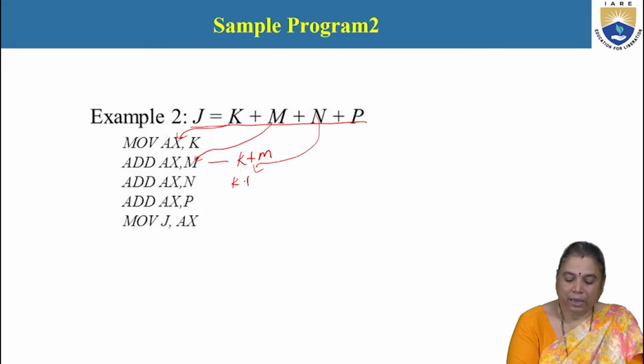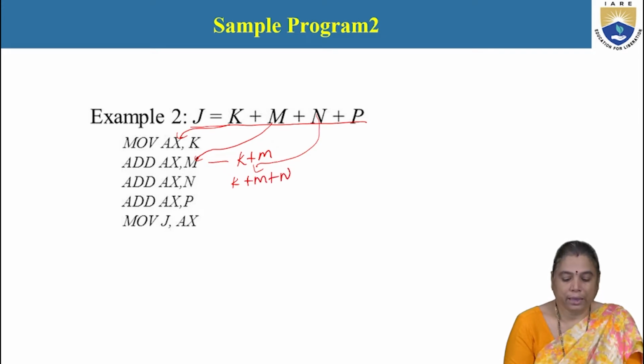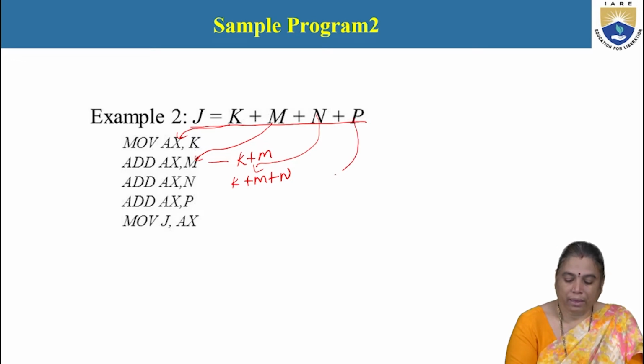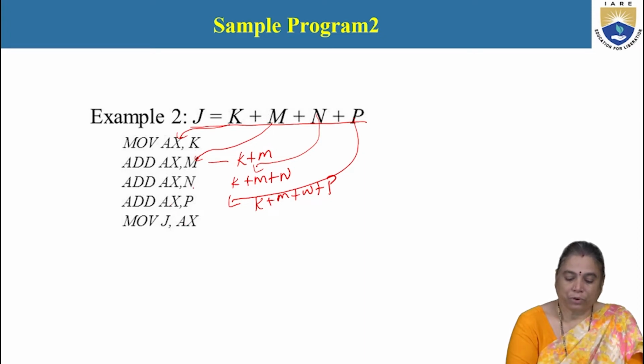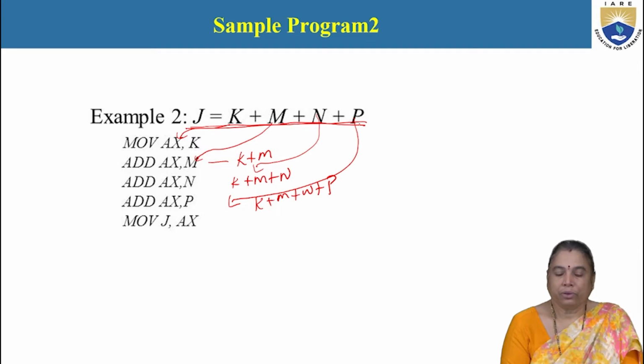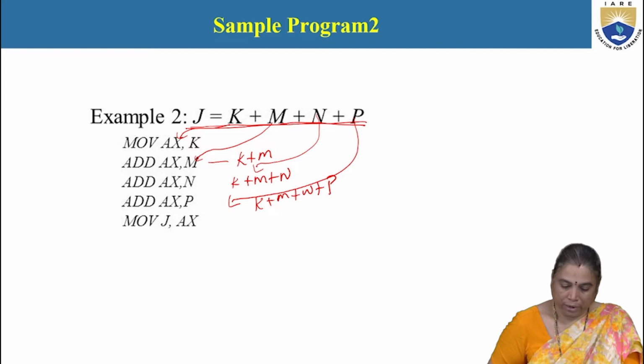So K plus M plus N can be performed and the result is stored in the AX. With this, the P can be added. So, K plus M plus N plus P can be added and the result is stored in the AX. This result can be moved to the J to evaluate the expression J is equal to K plus M plus N plus P. In this way, the data transfer and manipulation instructions can be used in the program.